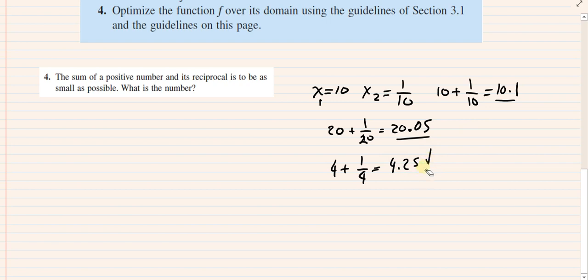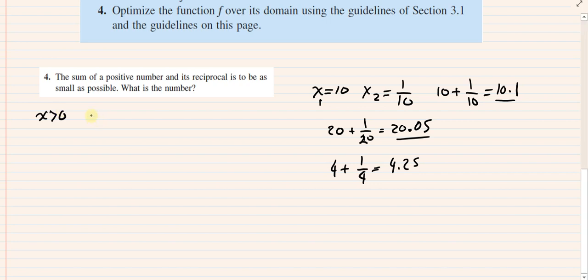So that's essentially what we want to do though. But we don't want to guess at these numbers, right? We want to find them algebraically. So let's begin. The fact that the number is positive tells me x is greater than 0, and the sum of a number and its reciprocal.